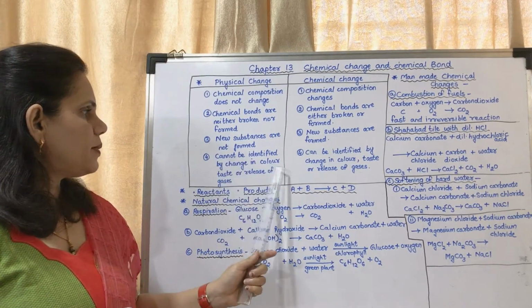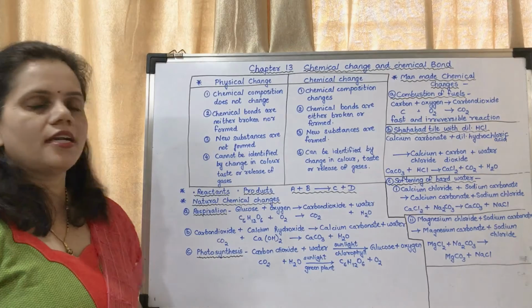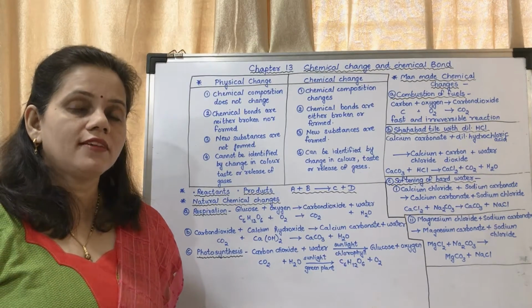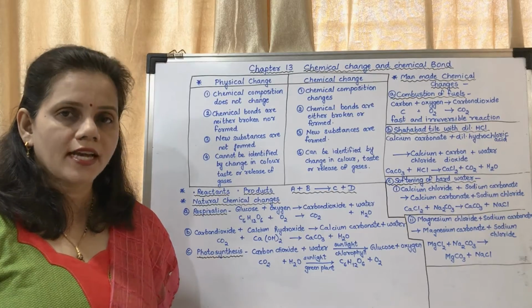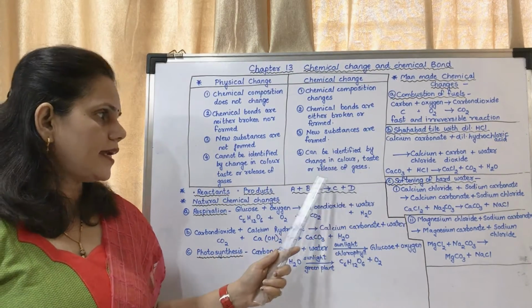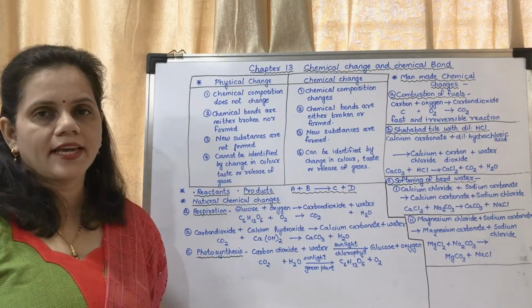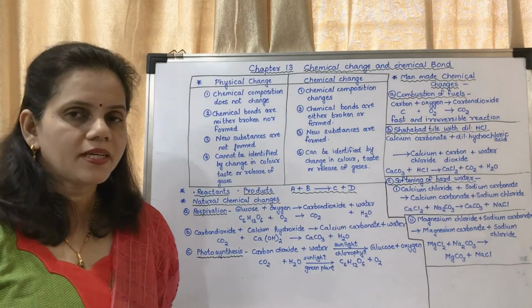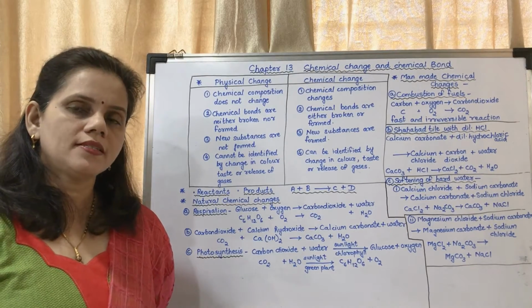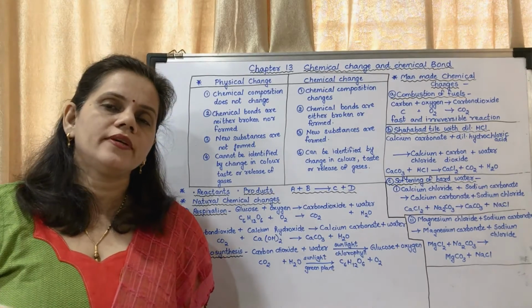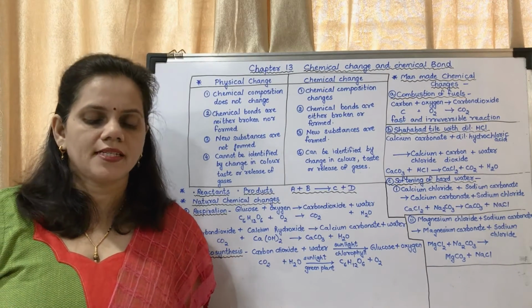Chemical change can be identified by change in color, taste or release of gases. Now, what are the changes which we can see during a chemical reaction? It is change in color, taste or release of gases. We can see these changes at the time of a chemical reaction, but they cannot be seen in a physical change. So these are the differences between physical change and chemical change.